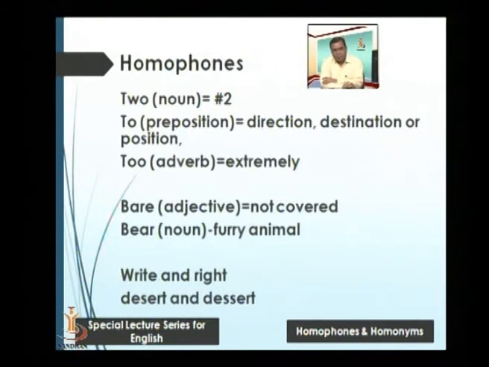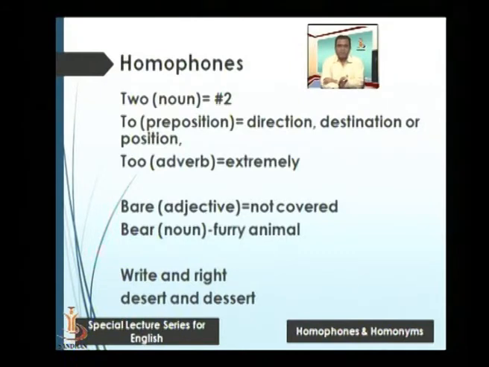Some more pairs are also possible. Write and right. Write, W-R-I-T-E, means writing something, an activity of writing. And right, R-I-G-H-T, means what we say, our privilege, hak.